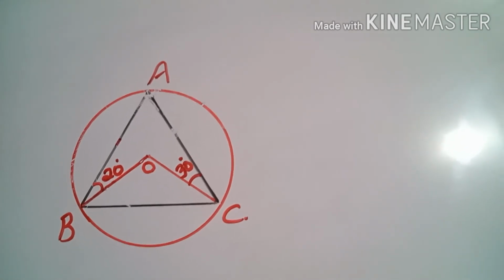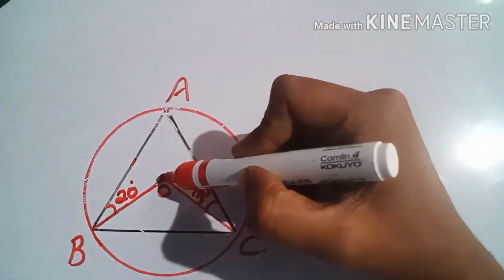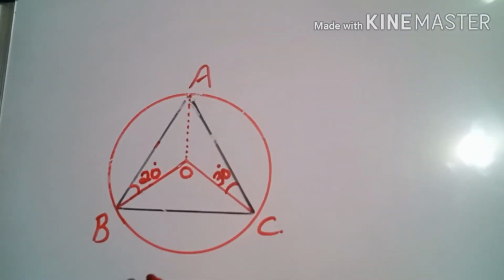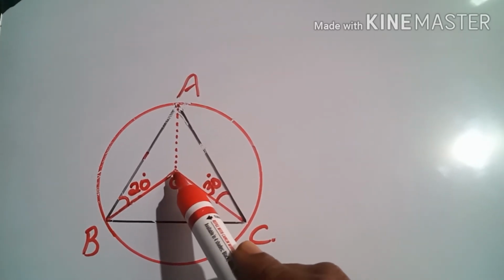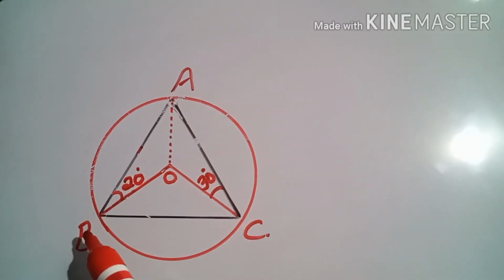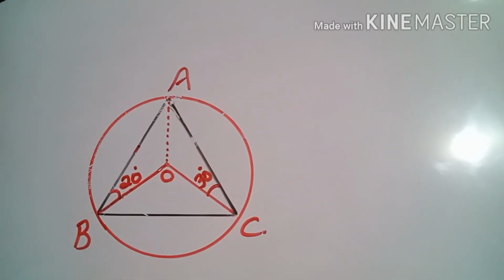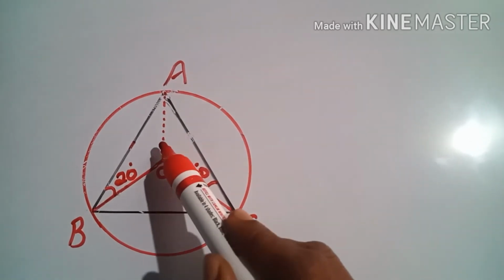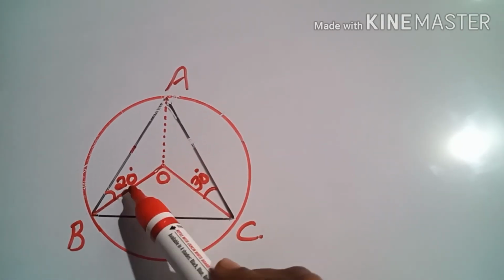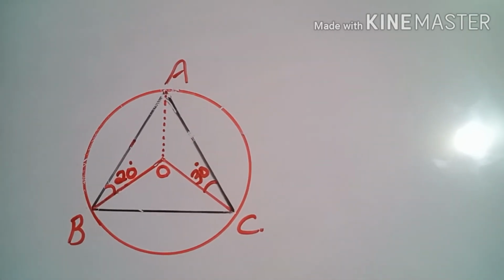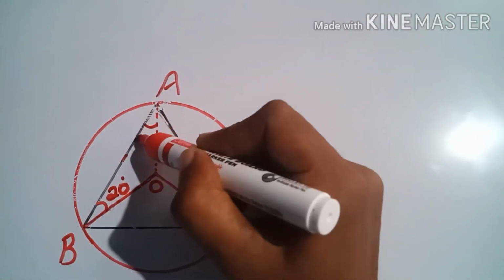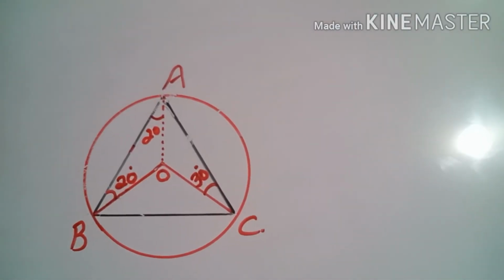So here, first of all, let's join O and A like this. Now you can see triangle OAB. Triangle OAB is an isosceles triangle. Why? OB and OA are radii. Therefore, triangle OAB is an isosceles triangle. Isosceles triangle means these two sides are equal, so the opposite angles will also be equal. This is 20 degrees given, that means this will also be 20 degrees.